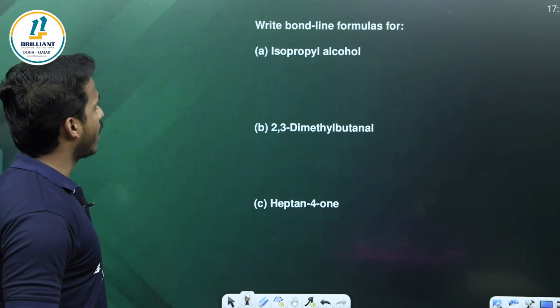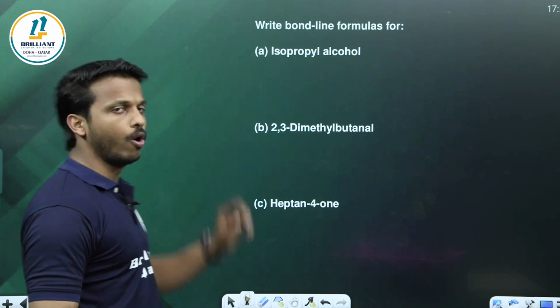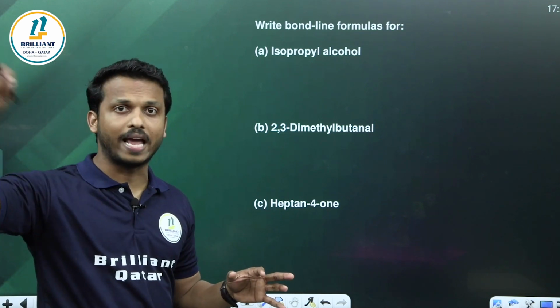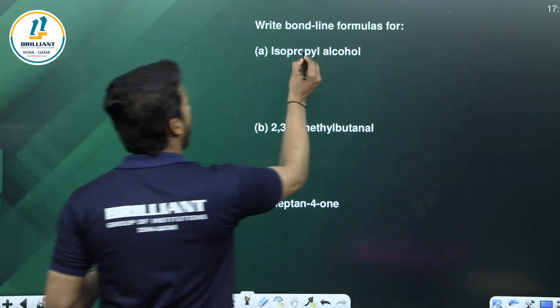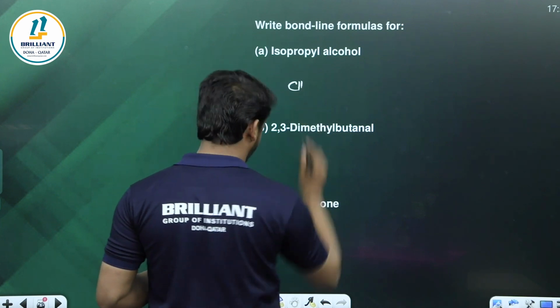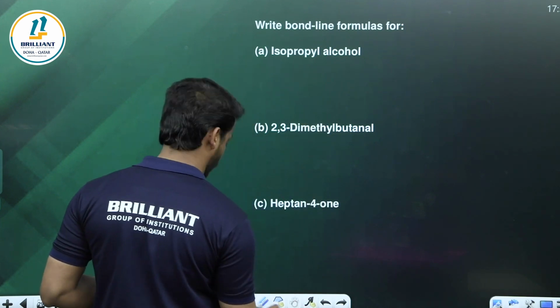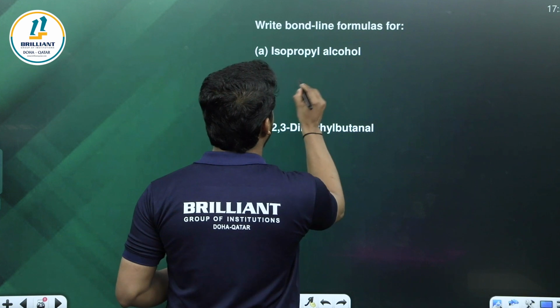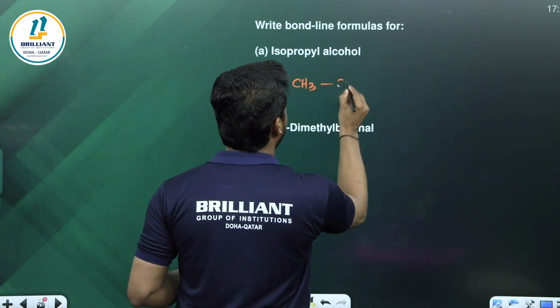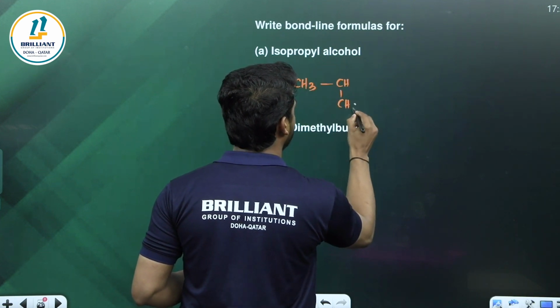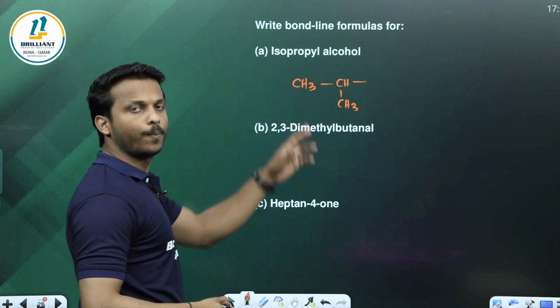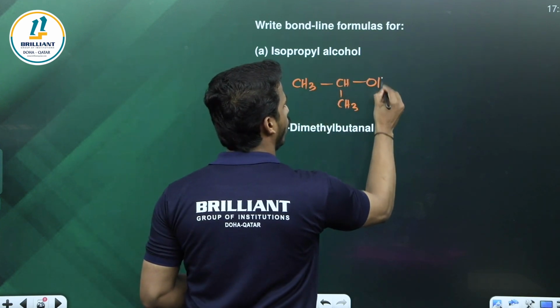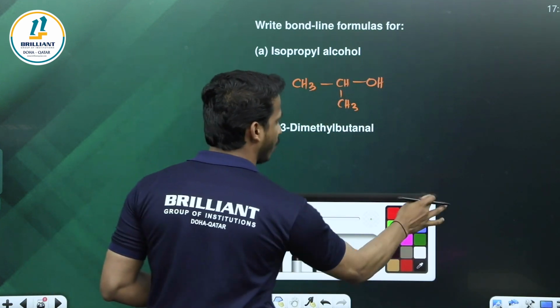Okay, then write the bond line formula of isopropyl alcohol. What do you mean by bond line? Only use lines, bonds. What do you mean by isopropyl? You know, the isopropyl group, you may study it like this. CH3, CH, CH3. This group is called isopropyl, with one alcohol. So how can you write its bond line formula?